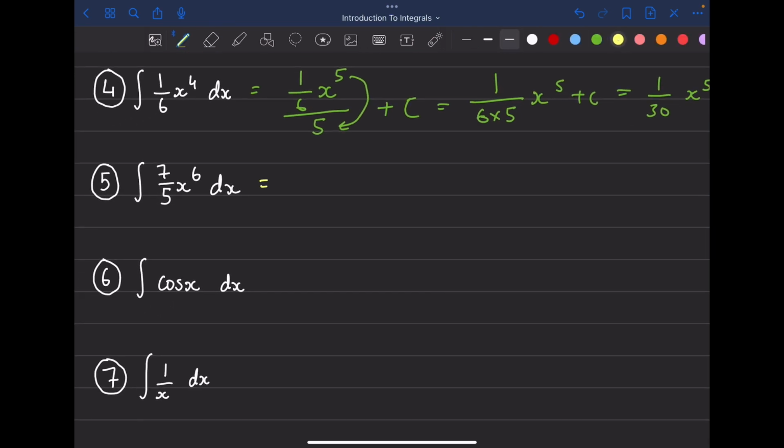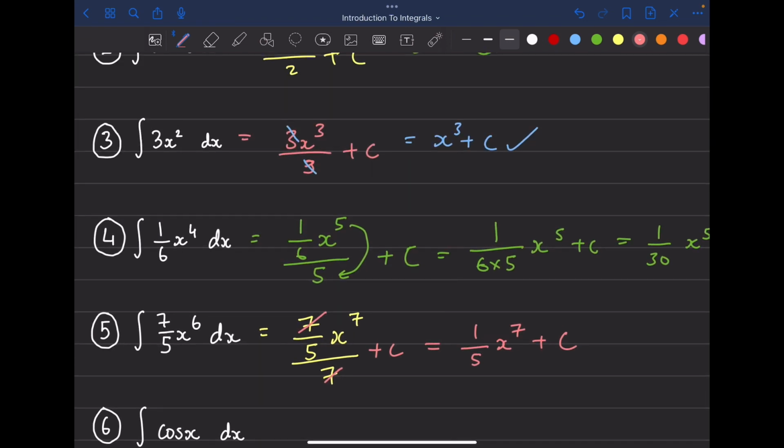Okay, question number 5, same thing. So first write the entire thing down. So 7 over 5 x to the power of 6, and then start modifying it. So the 6 would first become a 7, and then divide the entire thing by 7, because that's the new exponent, and you bring it down. After that, let's do a bit of simplifying. So this 7 and this 7 cancel, and do not forget the constant of integration, so plus c, and then this will give you 1 over 5 x to the power of 7 plus c. Pretty simple and very easy.